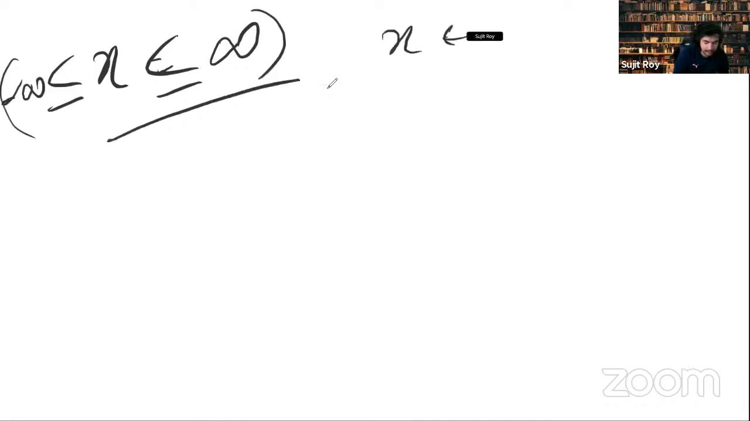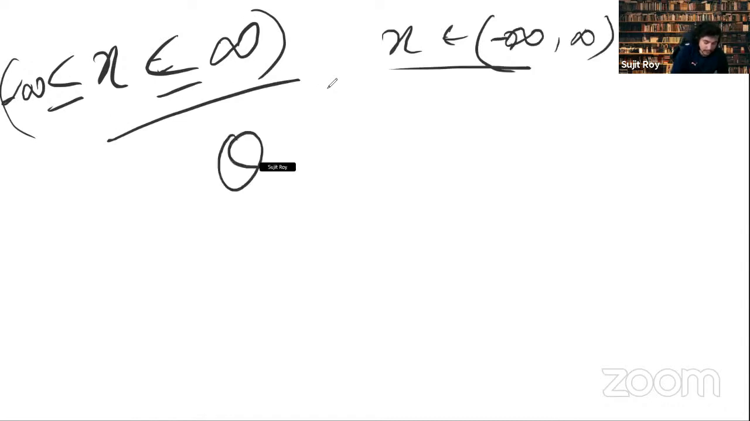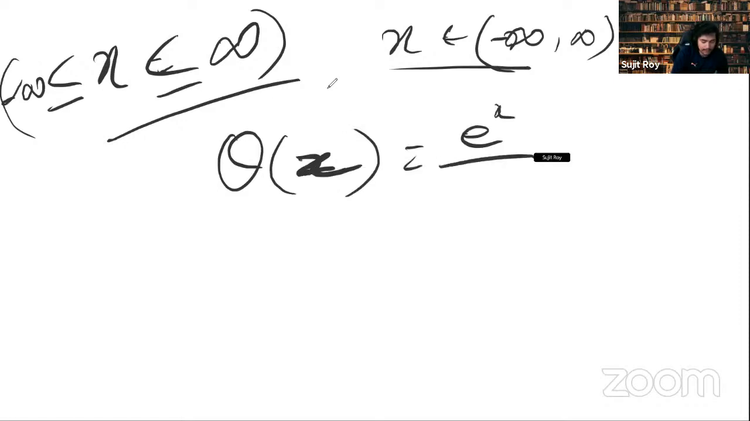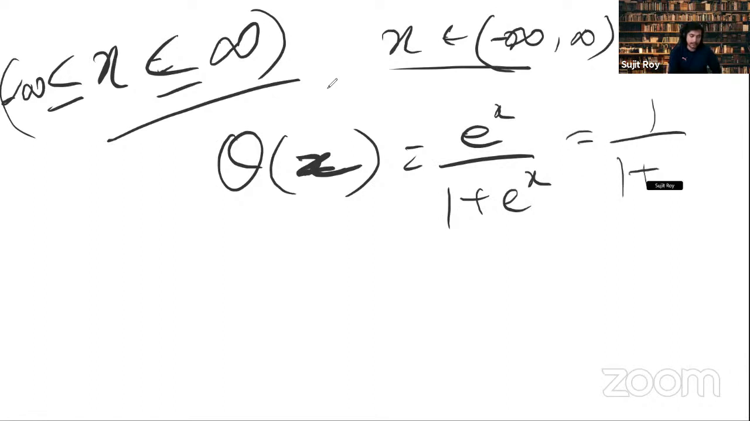Right. So now for the standard logistic function, or sigmoid function, we assume that we want to plug in a function which has continuous values from minus infinity to infinity. So let's say you have x which belongs to minus infinity to infinity. Now if you want to fit them in the function, say theta of x, it will be equal to e raised to power x divided by 1 plus e raised to power x. You can also write it like this, 1 by 1 plus e raised to power minus x.